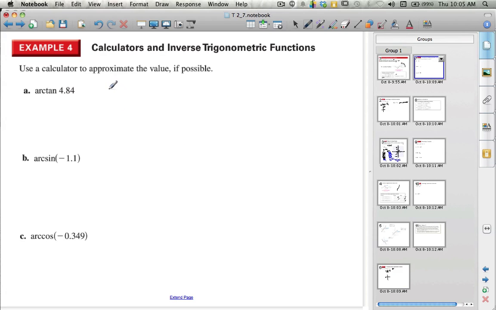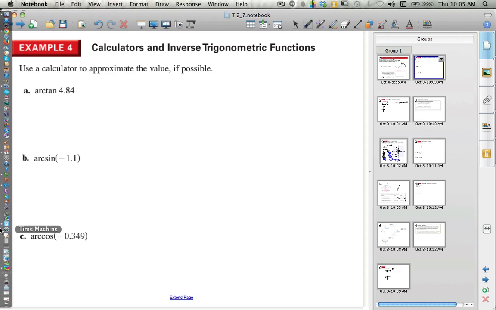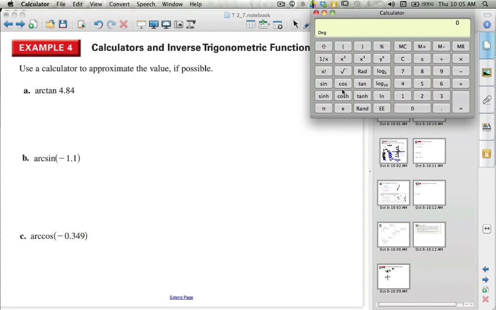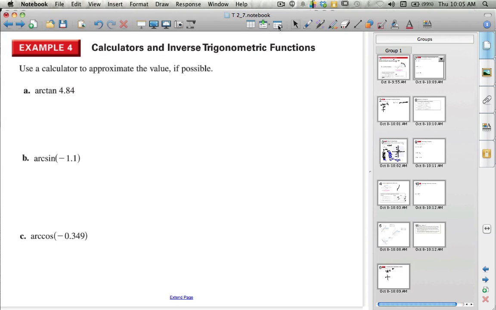Okay, now I'm going to go ahead and use my calculator if I want to do inverse tangent functions. So if I have 4.84 and I want to find the inverse tangent, it's, oh, I'm in degrees, excuse me, my mistake. I want to be in radians. So if I have 4.84 inverse tangent, it's 1.367.